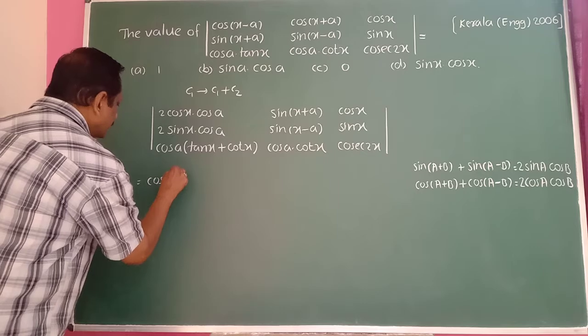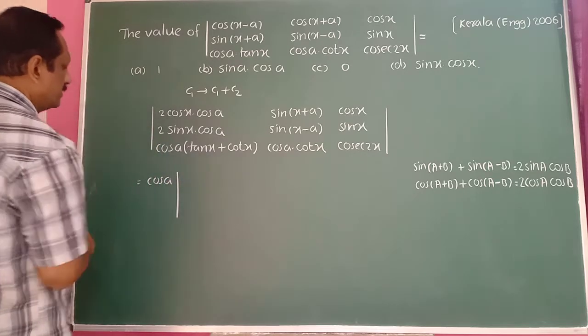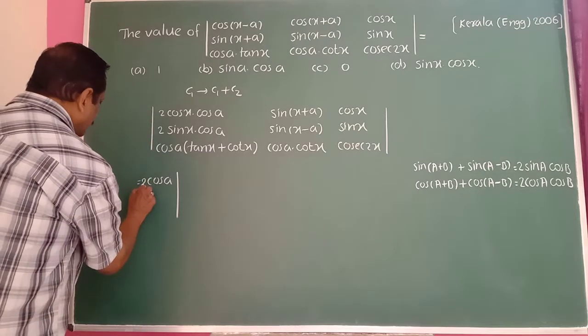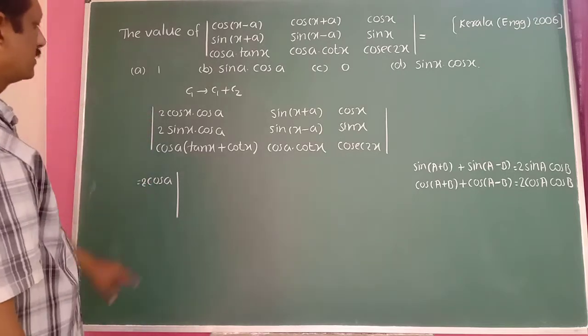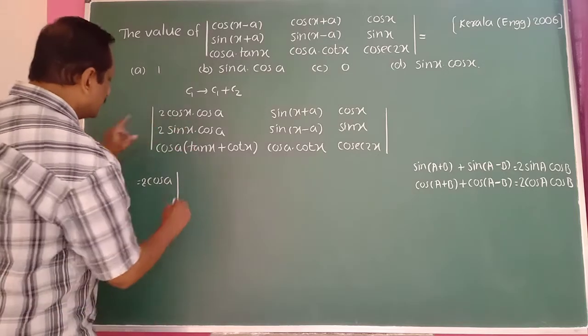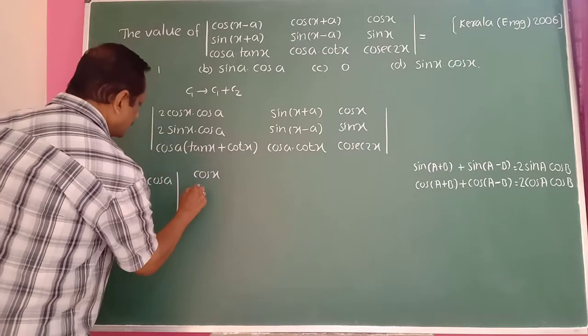Cos a keep outside, determinant of. Yes, cos a is a common factor. You can even take 2 common here, 2 into cos a common factor. Therefore the remaining is cos x, then sin x.